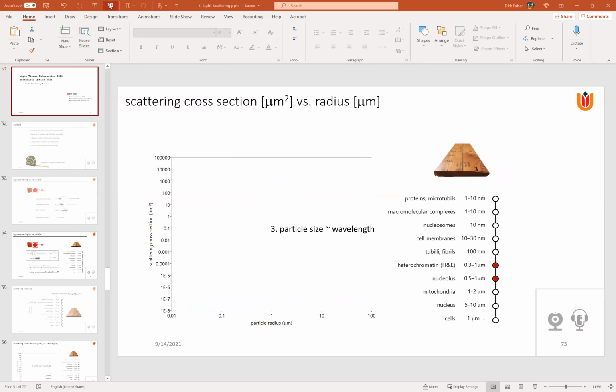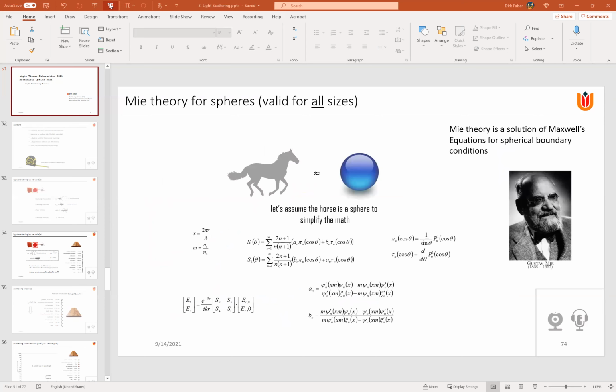So then the final question is, is there something that works in between? Can we fill the gap? Actually, it turned out that we can do much more than fill the gap. We can use Mie theory. That's the last dead guy I'm going to show today. Mie theory is a solution to Maxwell's equations in spherical boundary conditions. And the only thing that you have to do is to just assume that the horse is a sphere, because that simplifies the math.